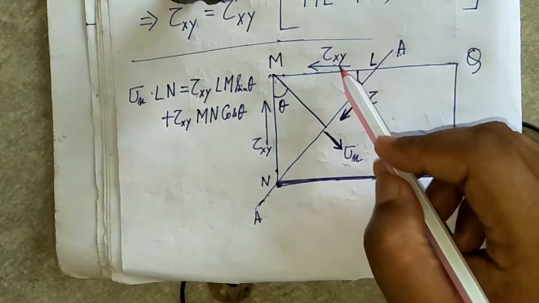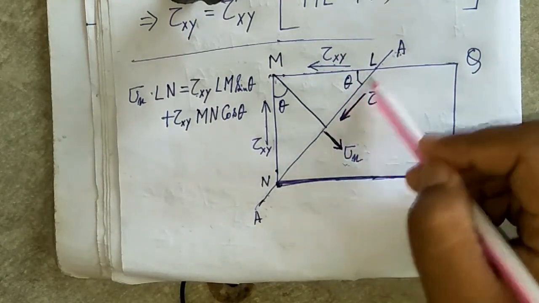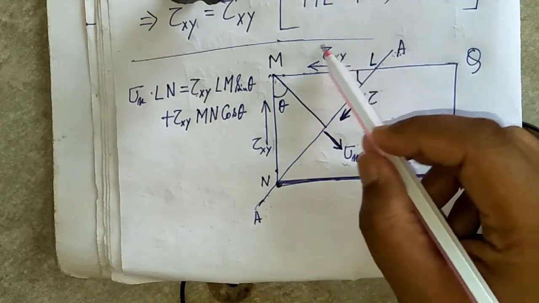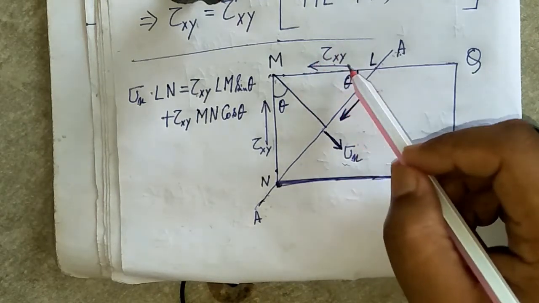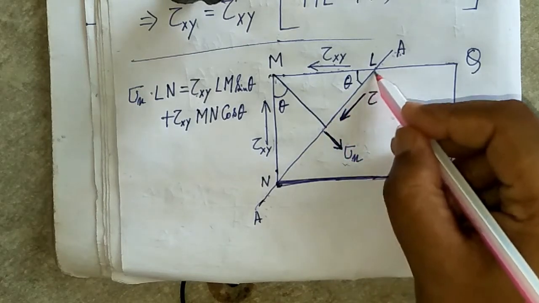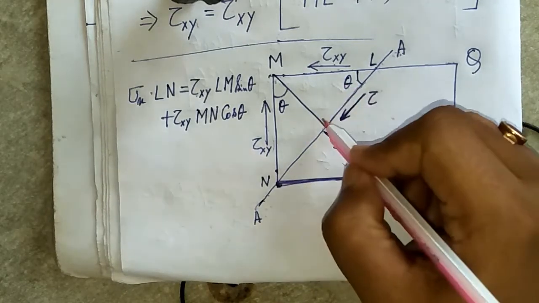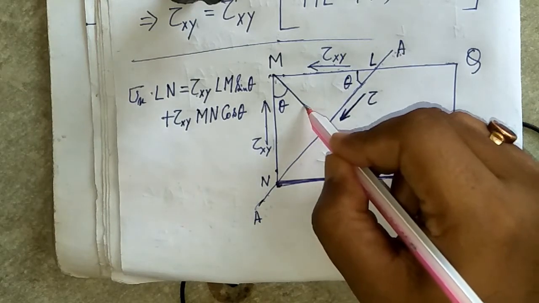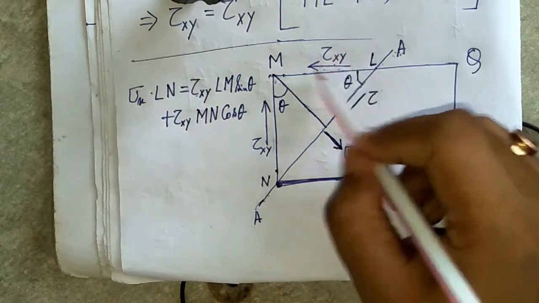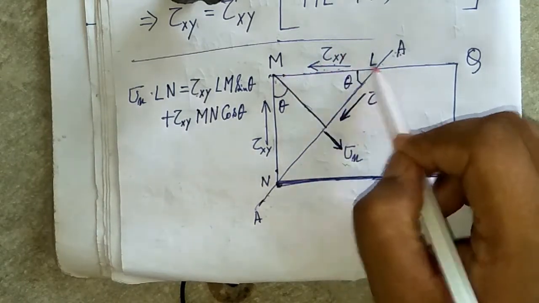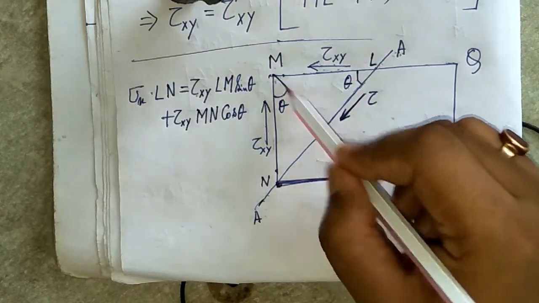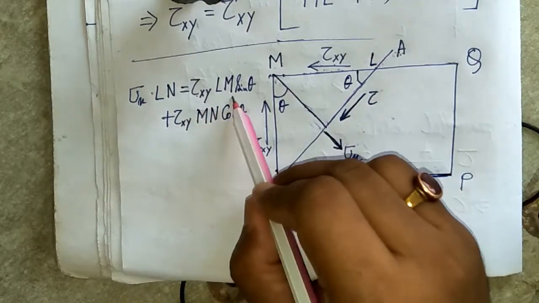If we resolve this tau xy along this axis and this axis, the perpendicular component of tau xy is tau xy sin theta, because the value of tau xy along this axis is tau xy cos theta, and along this axis is tau xy sin theta. So the force, tau xy into lm, along this axis is tau xy lm sin theta.